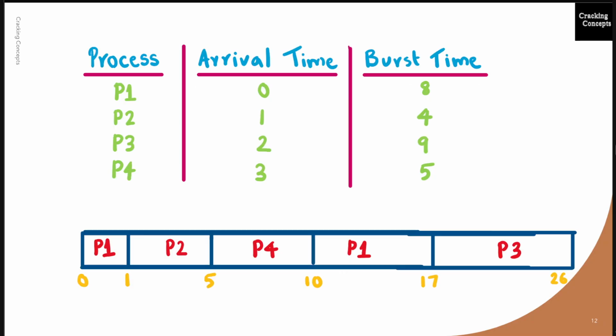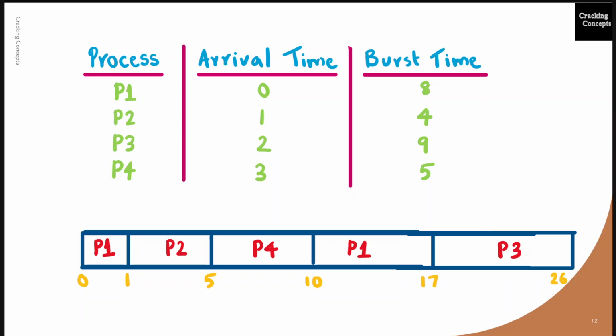Now we will see an example for preemptive SJF scheduling. Here we have four processes P1, P2, P3, P4 along with their arrival times and burst times. So if they arrive at the ready queue at the times given here and they need the indicated burst times, the resulting preemptive SJF schedule will be as shown in the Gantt chart here.